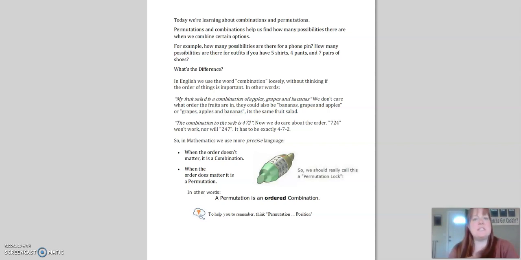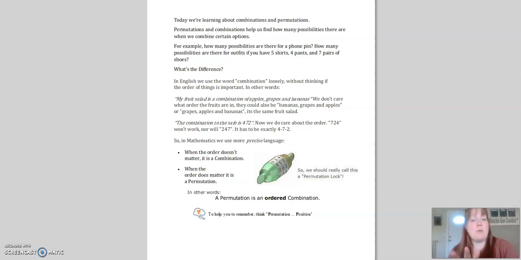So say we have 16 people running a race. A combination or a permutation could tell us how many different ways we could pick 3 people out of those 16. So maybe how many different ways can we pick first, second, and third? Now, there is a difference between permutations and combinations. They're not the same thing.